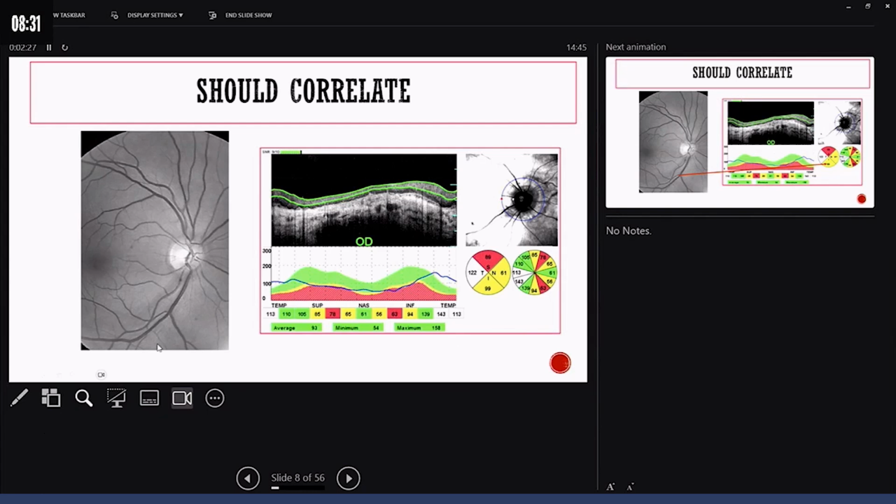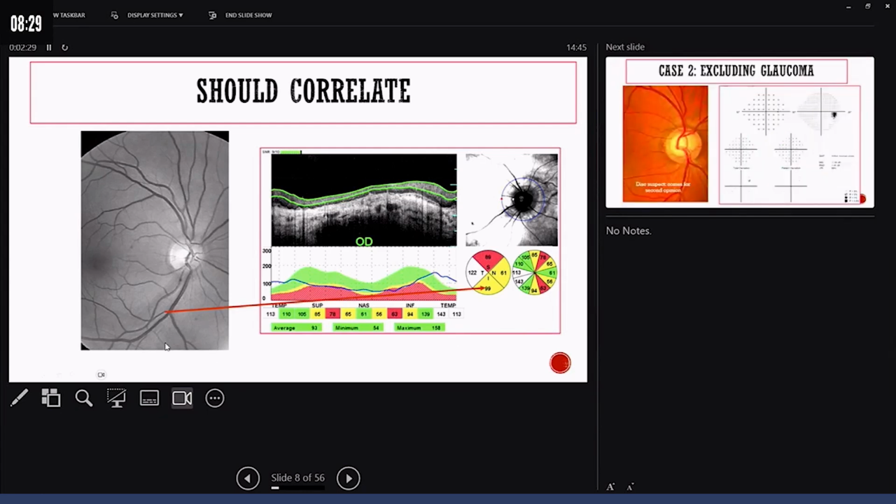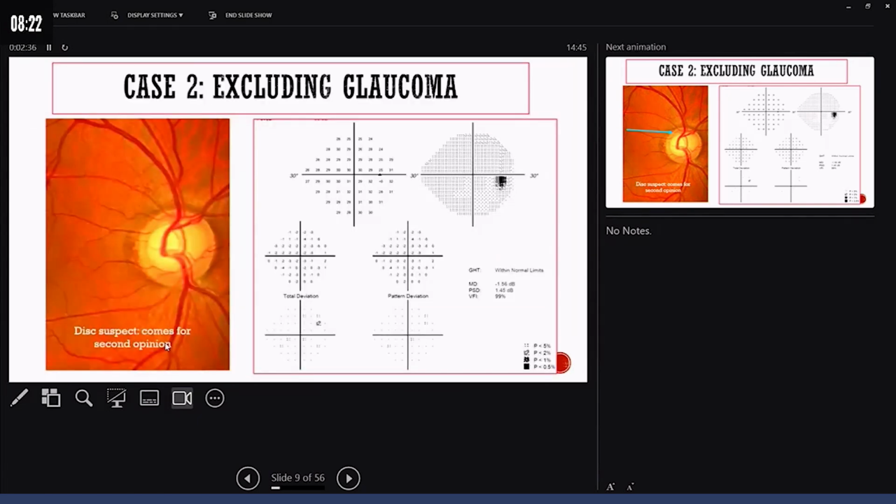For example, in this patient, suppose I do OCT and OCT is showing a superior thinning, not an inferior thinning, then definitely it is not matching and we can't just go by the OCT.